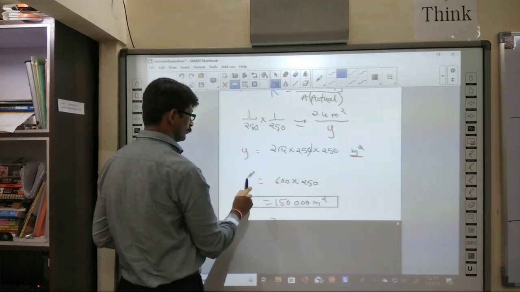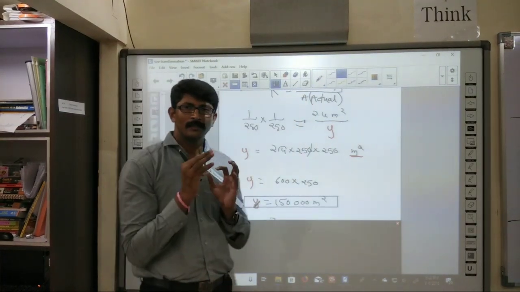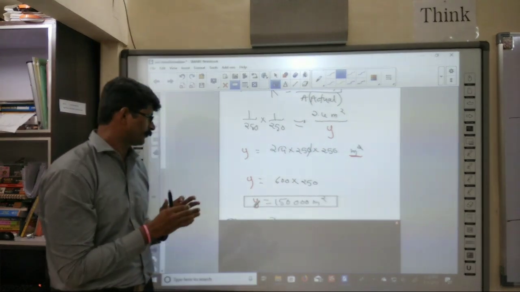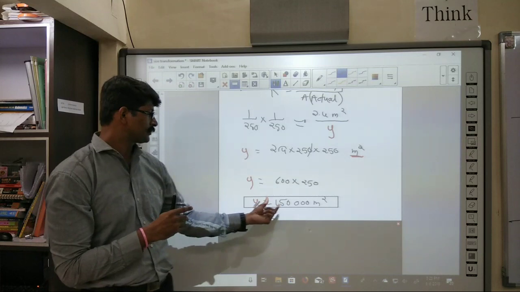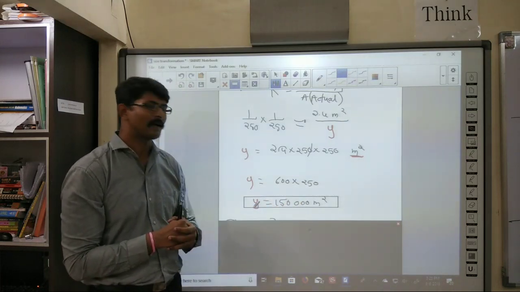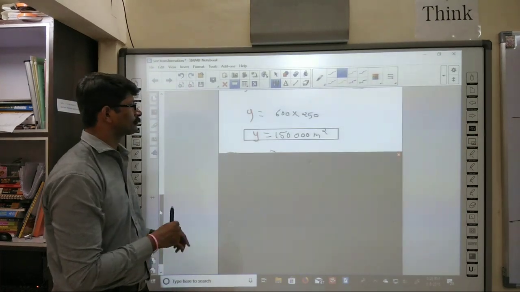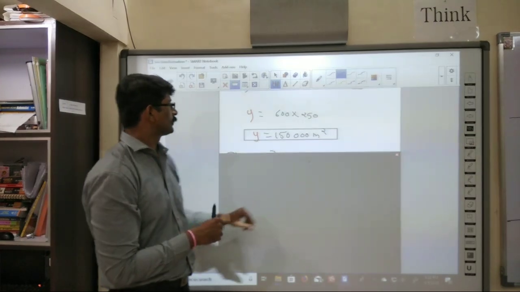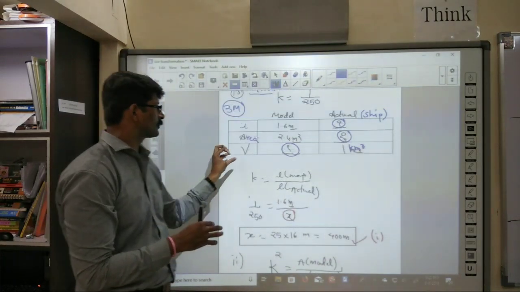I hope you have understood. And what was this? Y was nothing but the area of the deck of the actual shape. So that is 150,000 meters square. I hope you have understood till here. And what is the last part of the sum? See students, what is the last part of the sum?